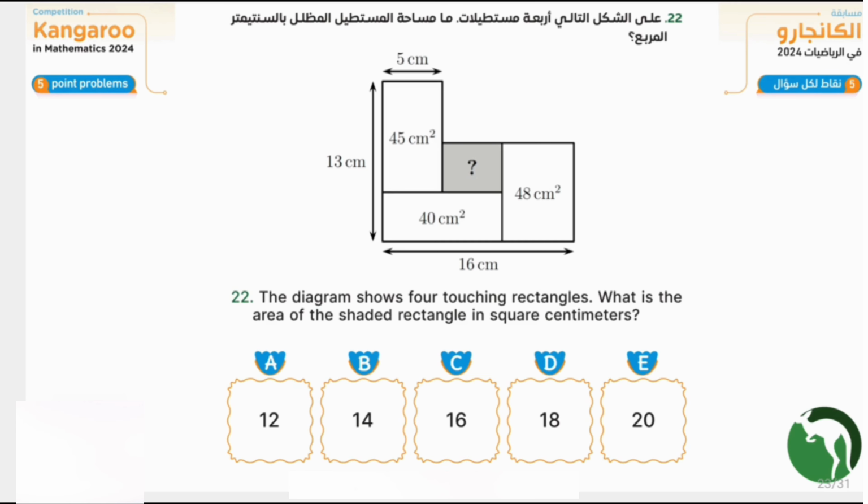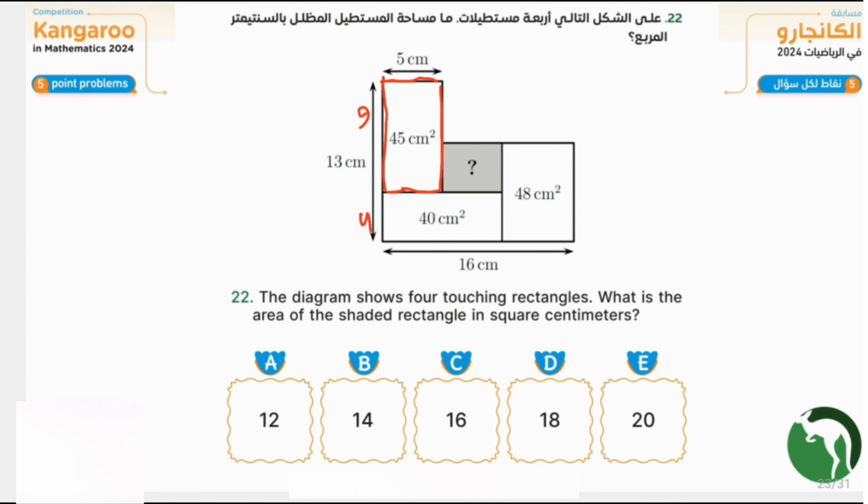Okay, now in question number 22, the diagram shows four touching rectangles. What is the area of the shaded rectangle in square centimeters? Okay, first of all, we have this side as 5, and the area of this rectangle here is 45. So if we divide 45 by 5, we will obtain 9. So this part will be 9, and the remaining here will be 4.